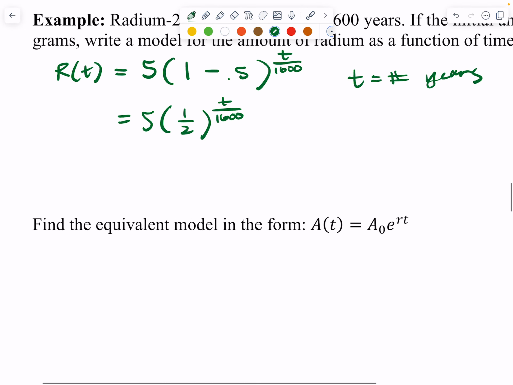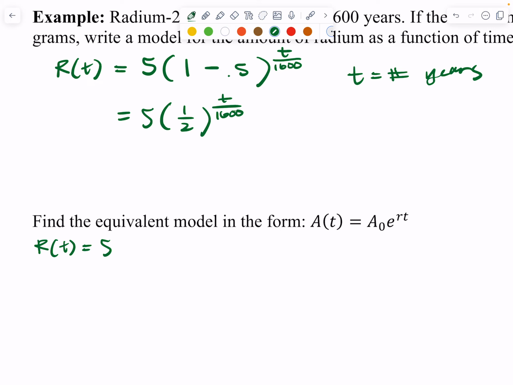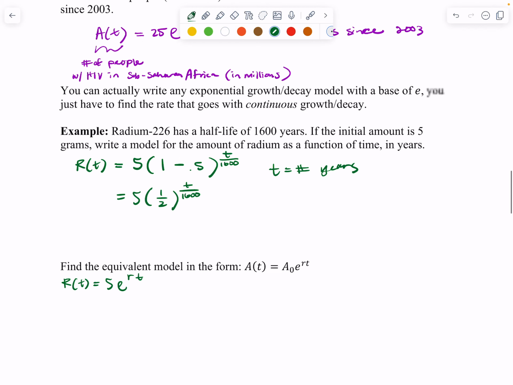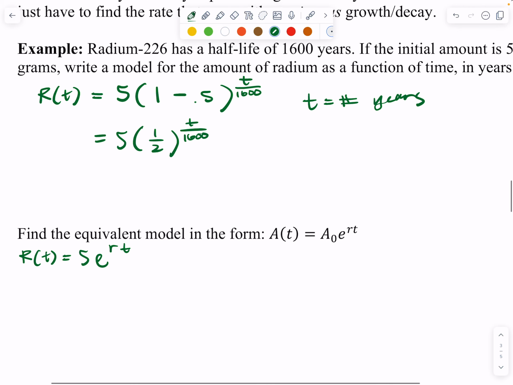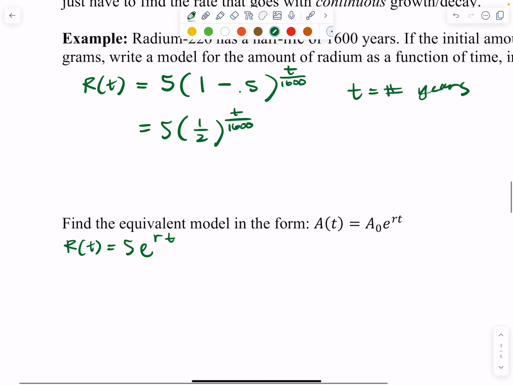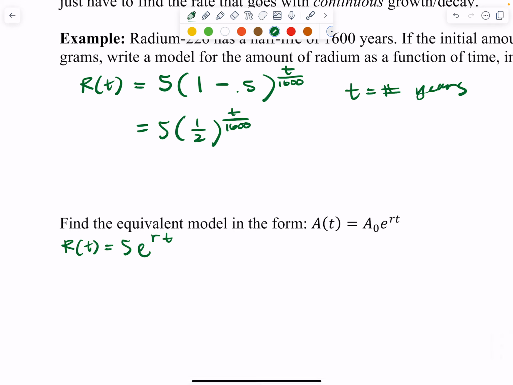We have the initial amount, right? Like we know that R of T would still be equal to 5 times E, but we don't know what R would be. So we need to think about a point that we know lies on the graph of the original model that we came up with based on half-life. And how about we know after 1,600 years, there would be 2.5 grams of radium-226 left.